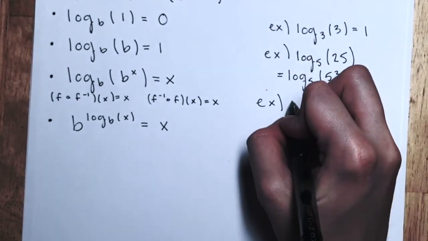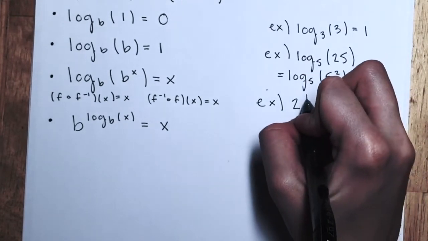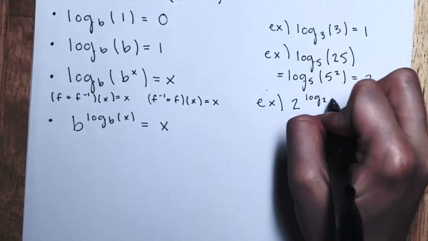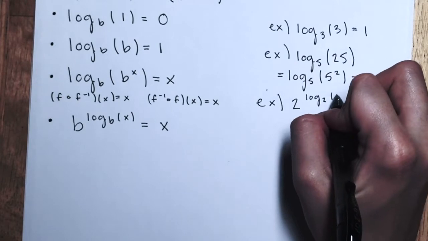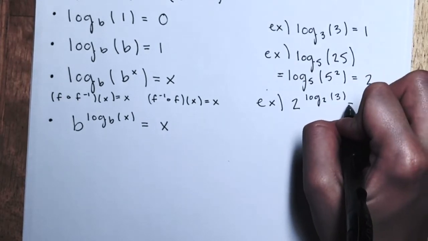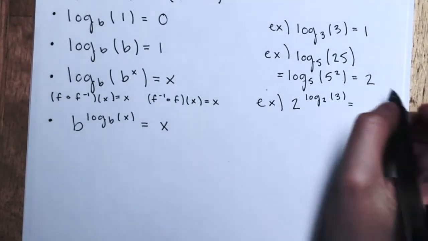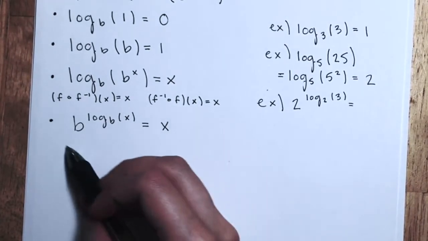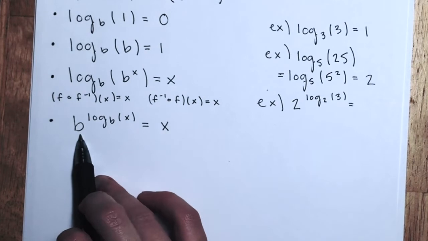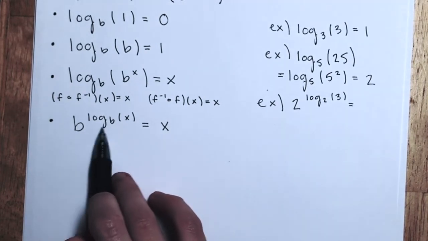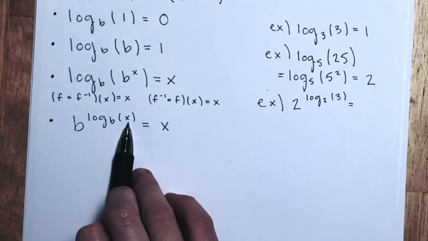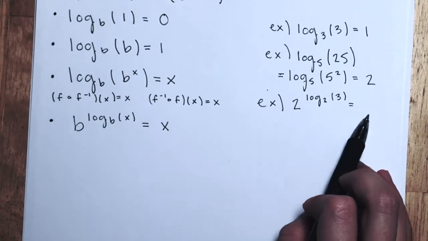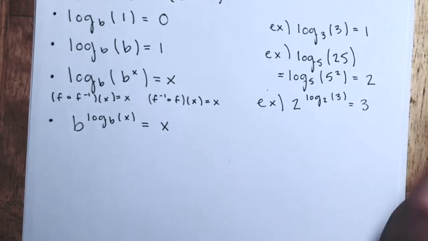Let's say we've got 2 raised to the log base 2 of 3. Well, let's look at our rules. If we look at this fourth one, we've got this same structure. We've got b is 2 here, x is 3. So that means that our answer is 3.